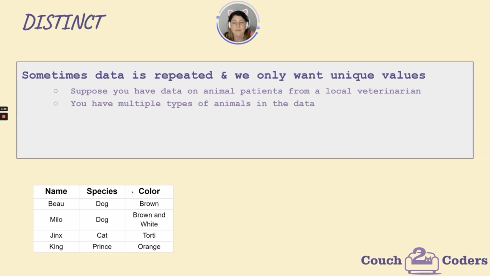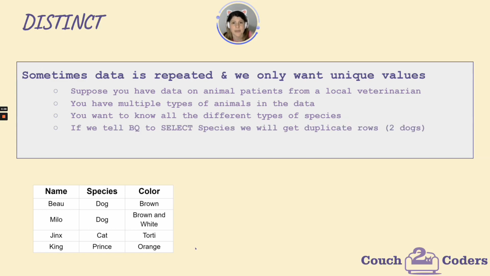You'll notice that we have multiple types of animals in the data. We have dog, cat, and prince. But we see that we have 2 dogs, 1 cat, 1 prince. Suppose the veterinarian wanted to know what different types of animals do we take care of in our hospital, and I want a list of it.